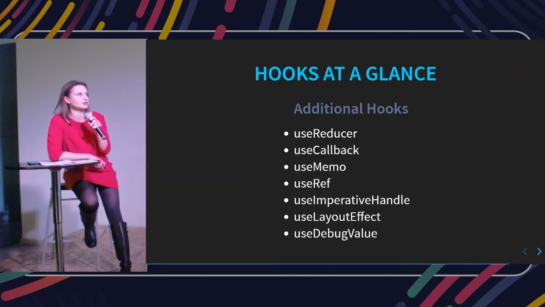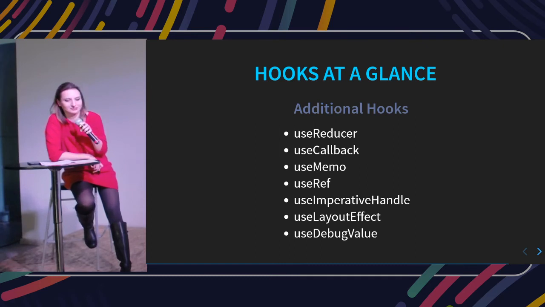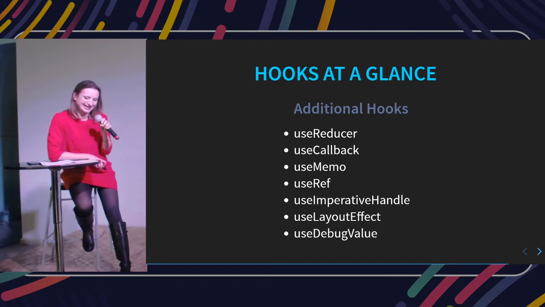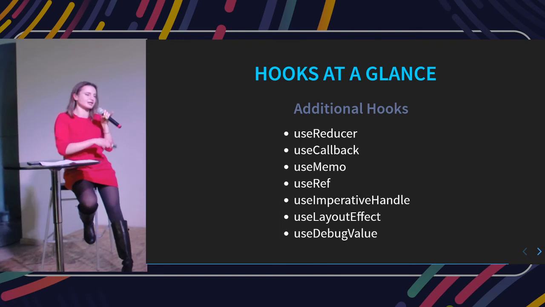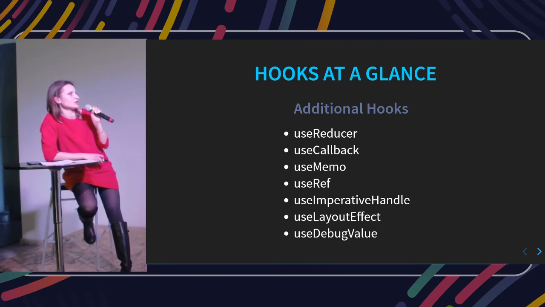And additional hooks are listed here, and they may be used when you would like. useReducer, for example, looks similar to useState, but it returns the current state and dispatch method. useCallback returns the memoized callback and an array of dependencies, and it changes only if any of the dependencies changed. Now, useLayoutEffect is similar to useEffect, for example, but it fires only after DOM mutations.